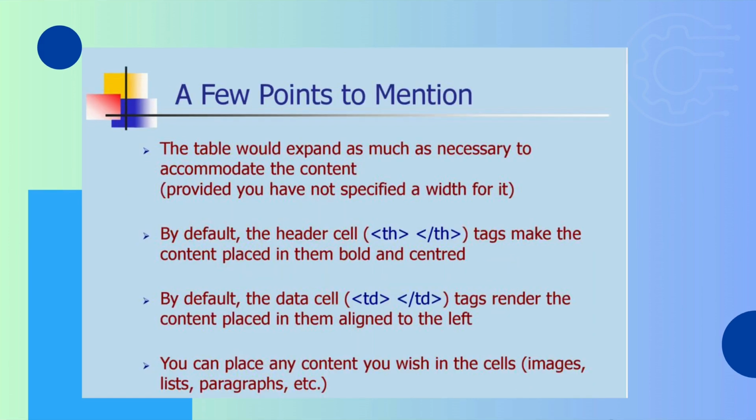Next, here we have a few points to mention. The table should expand as much as necessary to accommodate the content, provided you do not specify a width for it. By default, the header cell, the th tags, make the content placed in them bold and centered. By default, the data cell td tag renders the content placed in them aligned to the left. You can place any content you wish in the cells, that can be images, lists, paragraphs, etc.